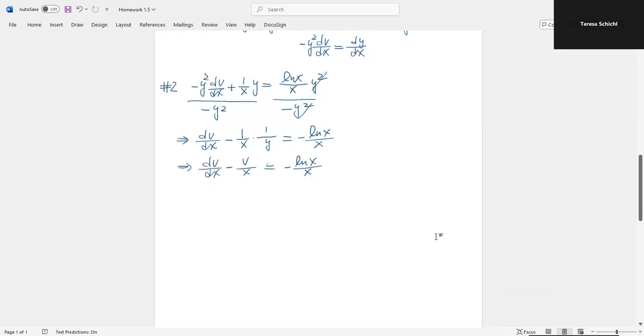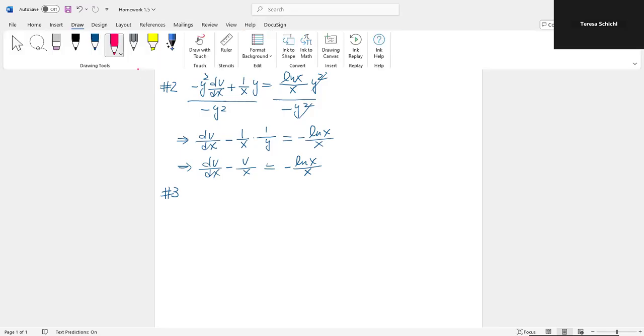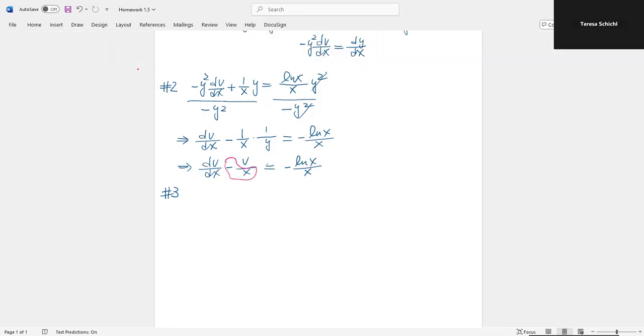After that, we have changed it to this simple linear ordinary differential equation. Step number 3 is probably the most important step: I want to find the integrating factor. Remember, this is my new p(x), which is negative 1 over x. Okay, so now let's do this.